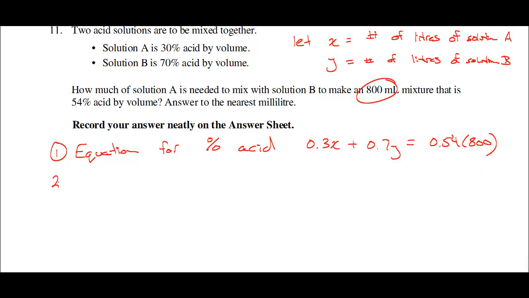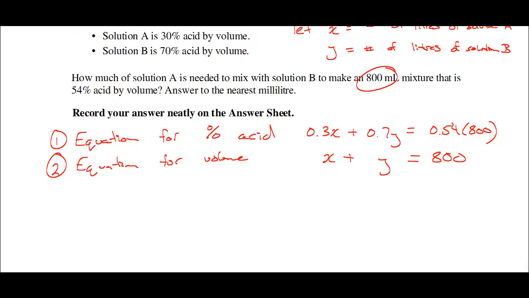The second equation that we're going to develop is an equation for total volume. We don't know how much of solution A or solution B we're going to have, but we do know that when you add those together, it's going to have to make 800. So that one's the relatively easy one. It's just x plus y is equal to 800.